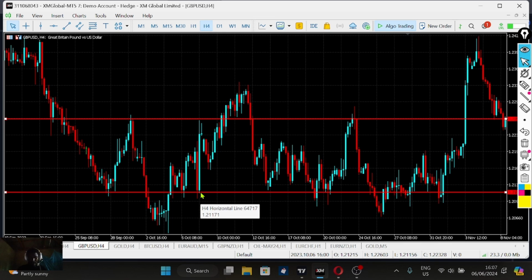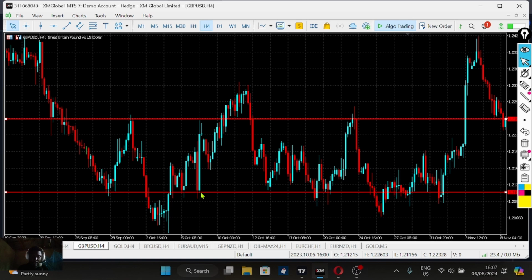This happens when sellers and buyers are struggling for power. When we have a lot of sellers and buyers in the market, we normally have this kind of choppy market. We also experience this kind of market when there's news. For example, like I've shown you, the unemployment claim news. When there's news, we experience this kind of market.